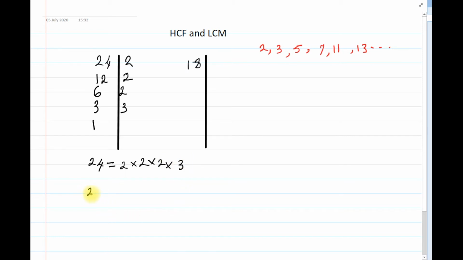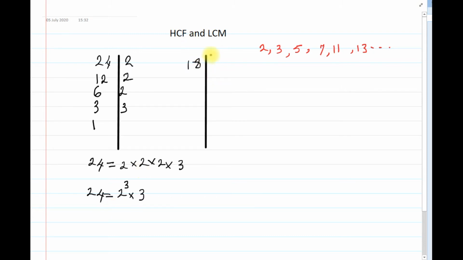Now it helps for our purposes to be able to write this in index notation. So we write this as 2 to the power 3 times 3, where 2 to the power 3 obviously is 2 times 2 times 2, 3 times.